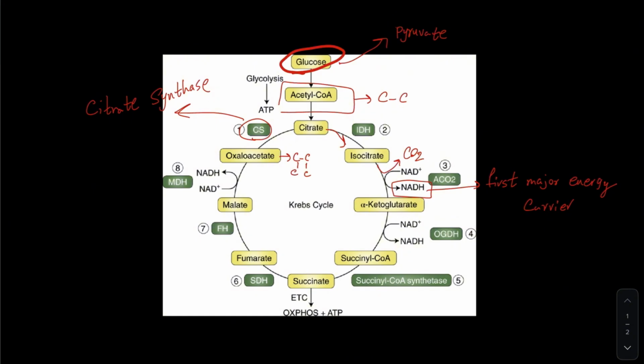Step 4, second oxidation. Next, α-ketoglutarate undergoes another oxidative decarboxylation. Again, another carbon is released as carbon dioxide. Another NADH molecule is produced, the second NADH. The remaining 4-carbon molecule becomes succinyl-CoA.